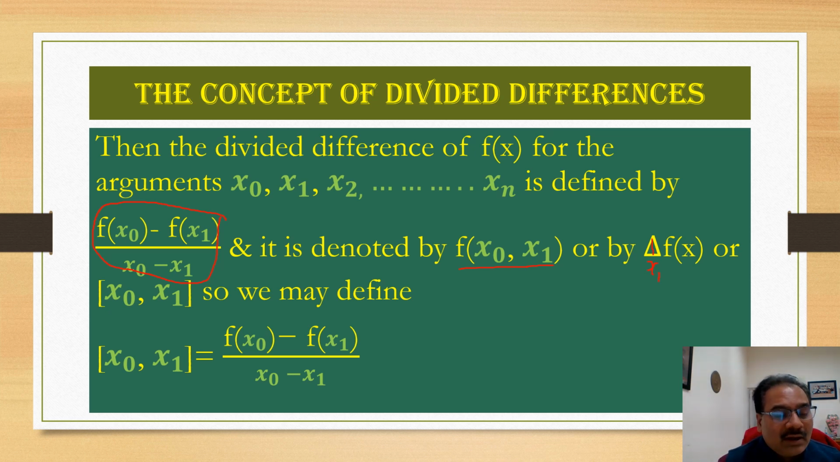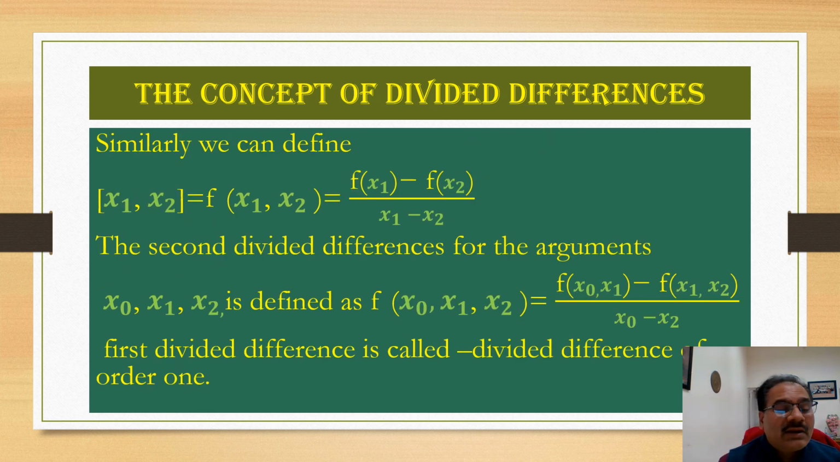So we define the divided difference for the two points x0 and x1: f(x0, x1) is equal to f(x0) minus f(x1) divided by x0 minus x1. Similarly, f(x1, x2) is f(x1) minus f(x2) divided by x1 minus x2. The second divided difference for the arguments x0, x1, x2 is defined as f(x0, x1, x2) equal to f(x0, x1) minus f(x1, x2) divided by x0 minus x2. The first divided difference is called the divided difference of order 1.